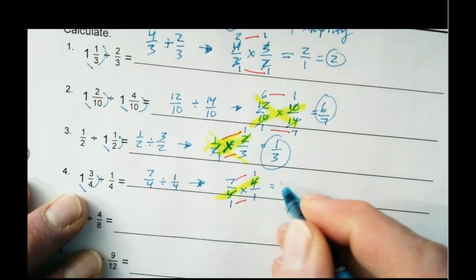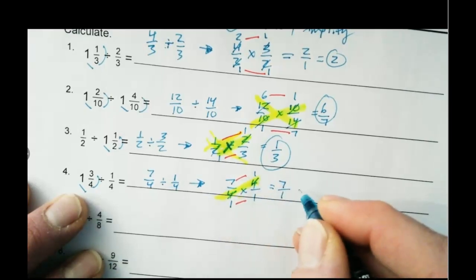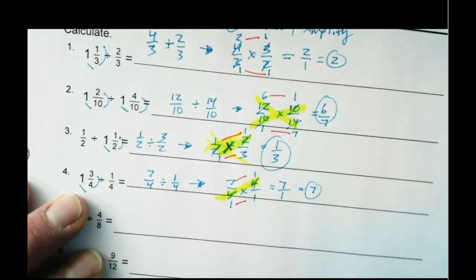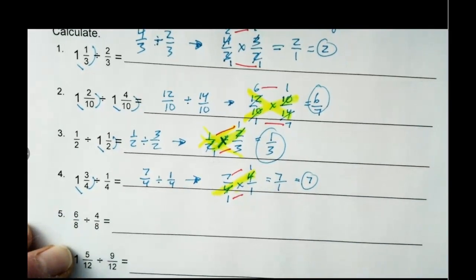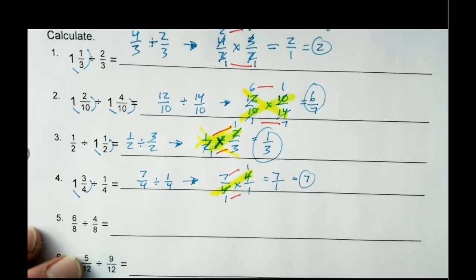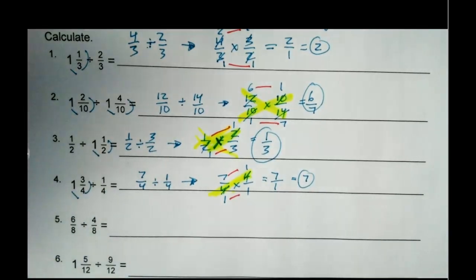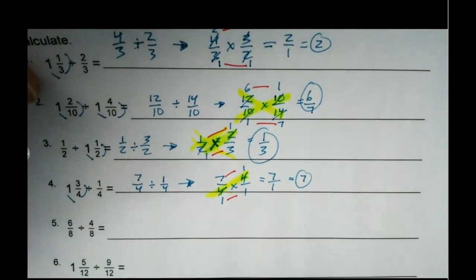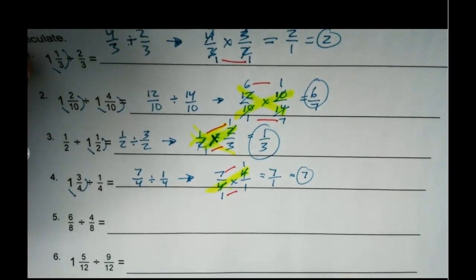We got 7 on the top, 7 times 1, and 1 on the bottom. 7 divided by 1 is 7. Okay. All right, I've done 4. Why don't you try doing the next couple and then pausing the video and then checking your work with it. At least once you go ahead and try 2, and I'll do them.